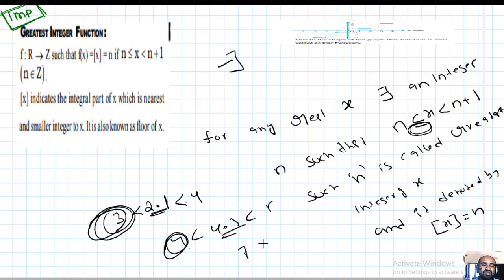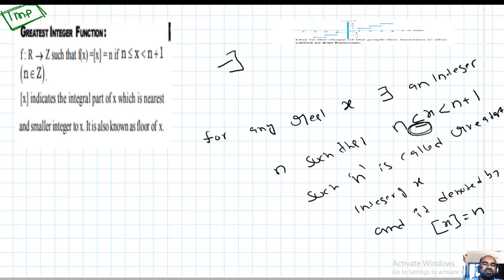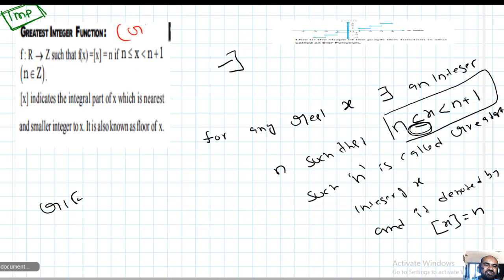7 is taken, just 7. What is that? It lies between 7 and 8 only. 7 is less than or equal to 7, less than 8. This 7 is taken as the step of that. I explained orally, and by using the oral explanation only we got this definition. Very important, students. This definition is important. It indicates the integral part of x. You can remember it as GIF, greatest integer function.